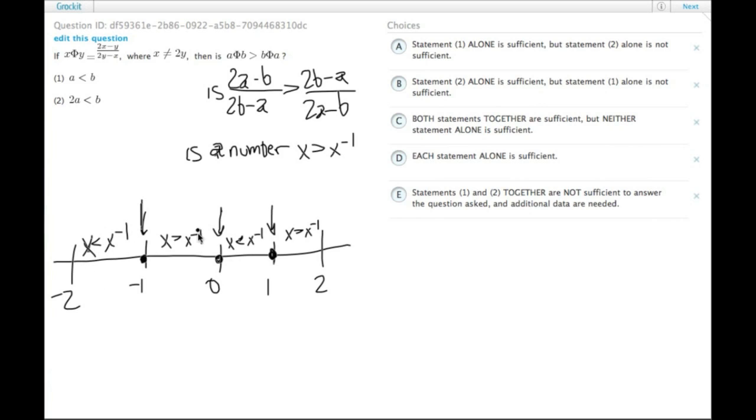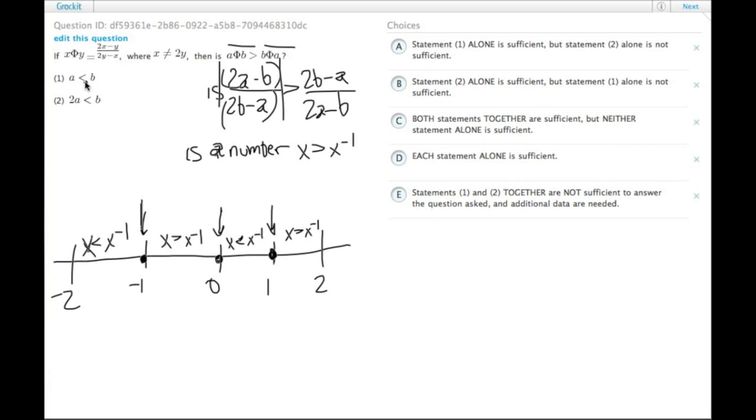So it alternates, and so whether this function is greater than this function depends on whether this expression, 2a minus b, and this one, 2b minus a, are positive or negative numbers, and whether this whole thing is equal to a fraction. So we need to know more. That's a long way of saying we need to know more, and it depends.